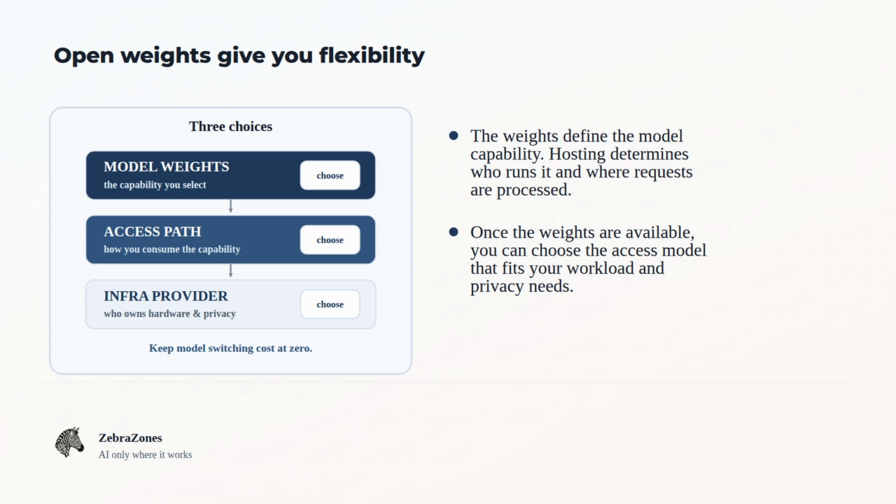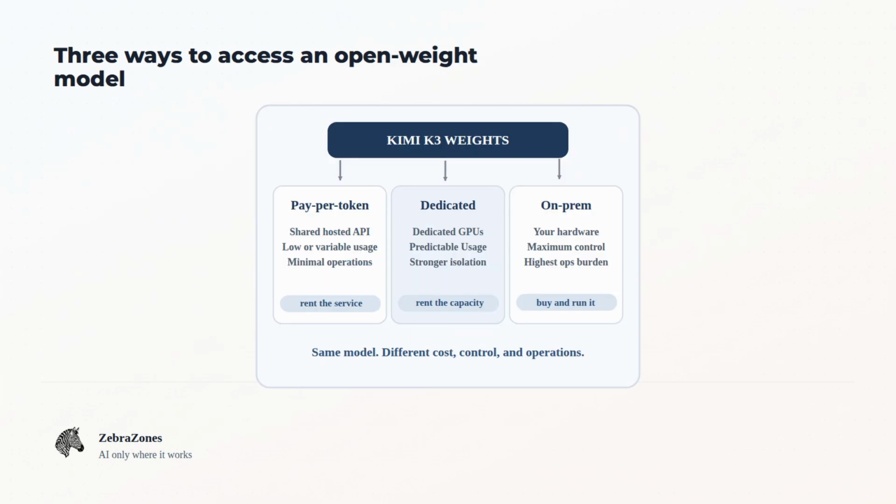Let's explore the optionality an open weights model gives you. You can use K3 the way you would use any closed model. Call the lab's API, pay per token. The difference is that this is a choice rather than the only option. So the model is now decoupled from both the interface and the infrastructure. Let's zoom into the access path.